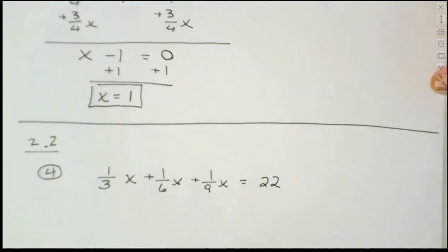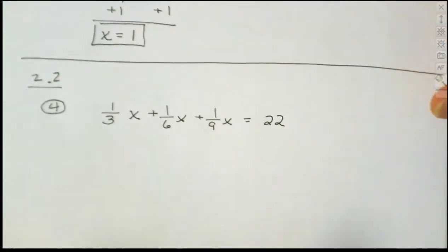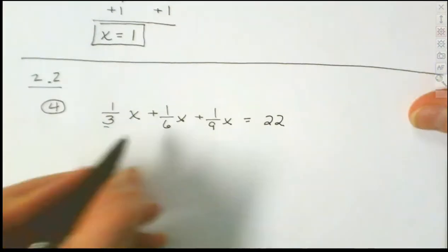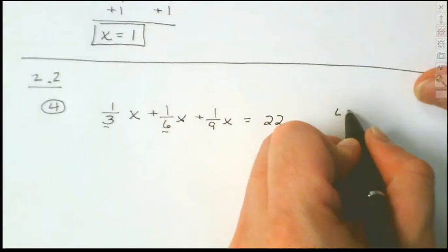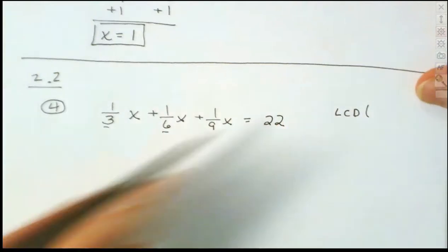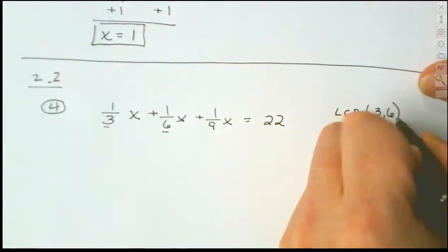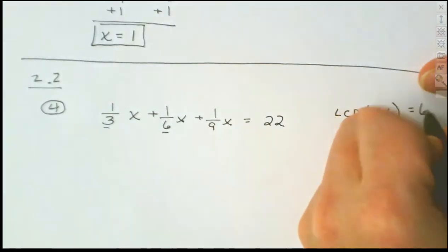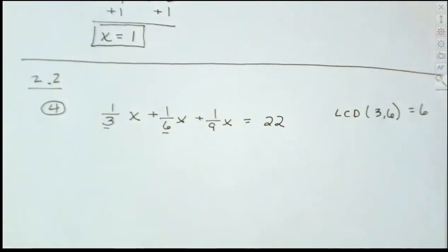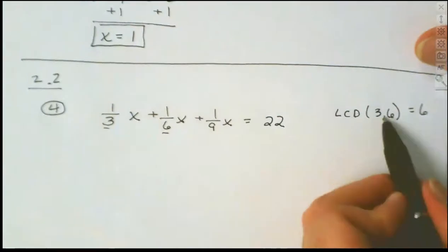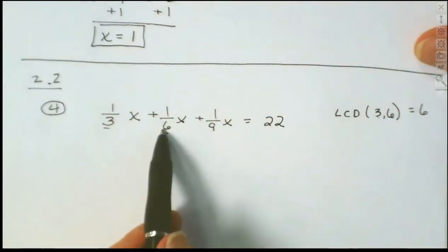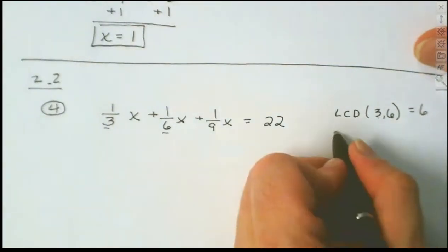So we need a number that's going to go into all 3 of those denominators. Let's begin with the first 2. What's the least common denominator of 3 and 6? 6. I like to do them 2 at a time. I like to work with pairs. So our least common denominator of those 2 fractions is a 6.